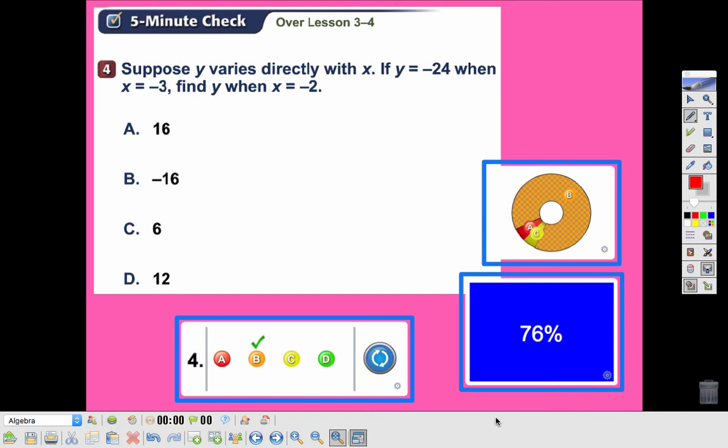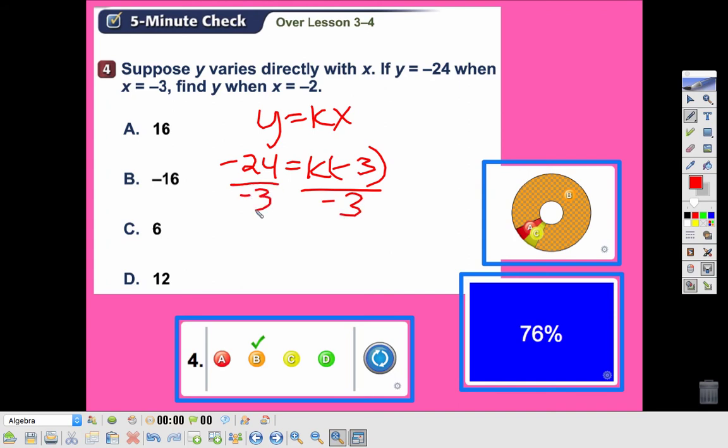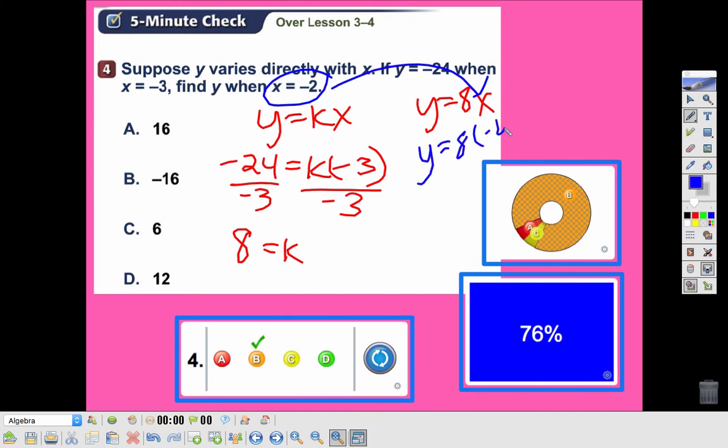Okay, pretty good again. So y varies directly as x, so we've got to put it in our y equals kx. Y is -24 and x is -3, so what do we have to divide by? -3. And -24 divided by -3 is +8. So you got to be careful with your negatives. So we get y equals 8x. And then it tells us that x equals -2, so we plug it in for x this time. So y equals 8 times -2. So what was y equal? -16. So be super careful with your negatives and your positives too.